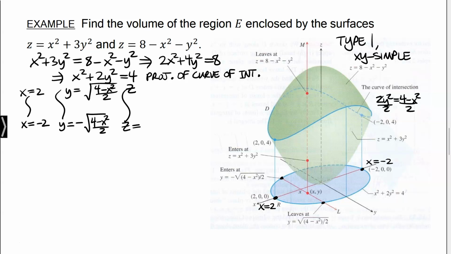Okay, and then where does z go from? Well, as they have here, we have a fixed xy. So imagine going from this point and then going up along this line. You enter the region here at the lower surface, which is z equals x squared plus 3y squared. And you exit the region up here. So we go from here all the way up to here, 8 minus x squared minus y squared.